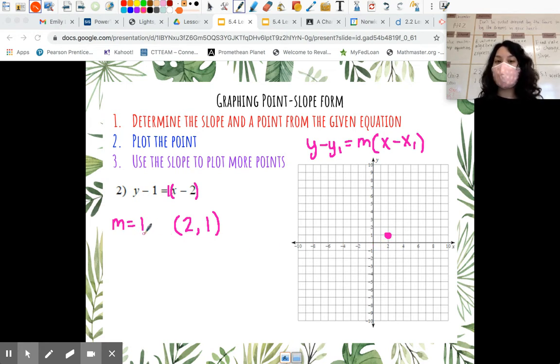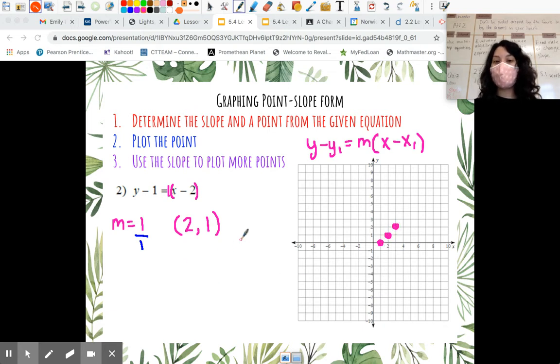Now my slope is an integer here. You always want to make your slope a fraction so you can see how much you rise and how much you run. So I'm going to put it over a 1, and I can go up 1, right 1, or I could go down 1, left 1.